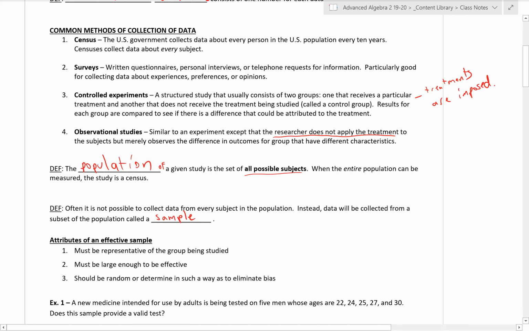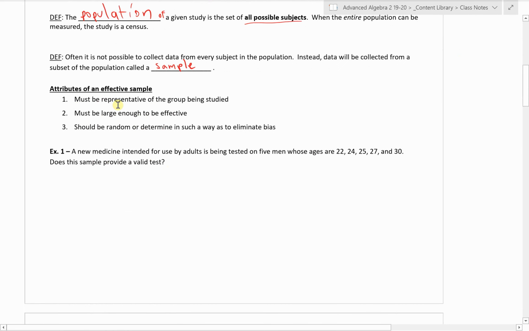So there's a few things that make a sample a good sample. So here are the attributes of an effective sample. 1, they must be representative of the group being studied. So for example, if you wanted to do average height of students at Cascade, you wouldn't want to take a sample of only the boys basketball team, because they are very likely to be taller on average than the typical student, right? So you need a sample that gets all of the different types of people within the population. So you'd want to make sure you have some tall and medium height and short people mixed in so that it's representative of what the whole group looks like.